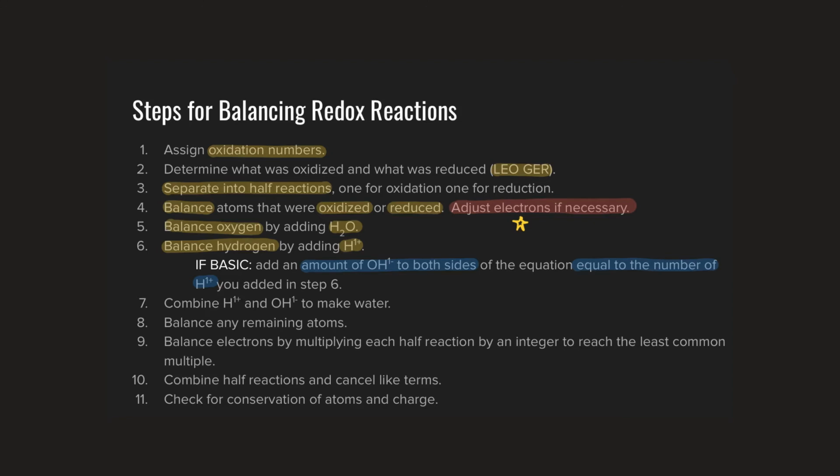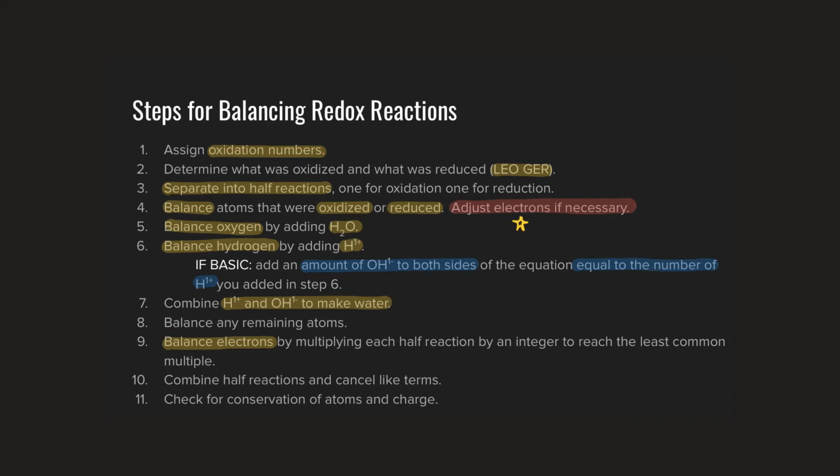At that point, we're going to combine any hydrogen and hydroxide ions to make water, balance any remaining atoms, and then last but not least, the last thing that we balance in our sequence of balancing is the number of electrons. Now, because the electrons are produced via the oxidation and consumed via the reduction, they have to balance out because, again, you can't just have a reaction which is an infinite source of more electrons.